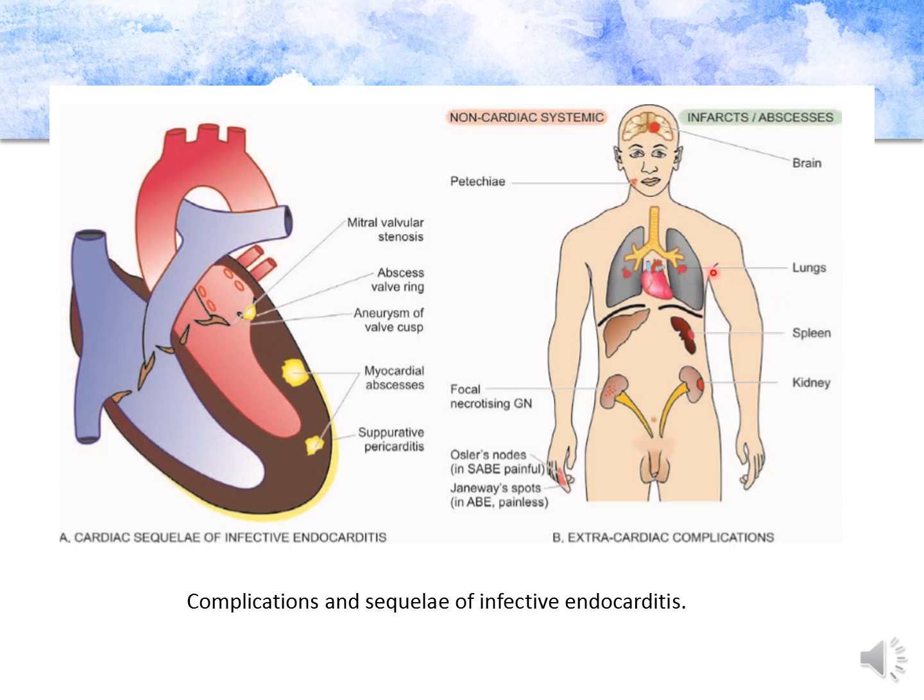In lungs, we may have the abscesses, spleen, kidney, and osseous nodes in subacute painful and painless in acute bacterial endocarditis. Janeway's spots, it has a name in that.